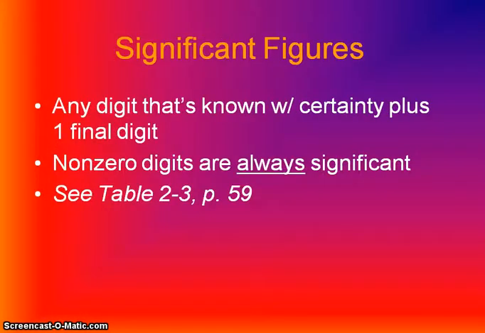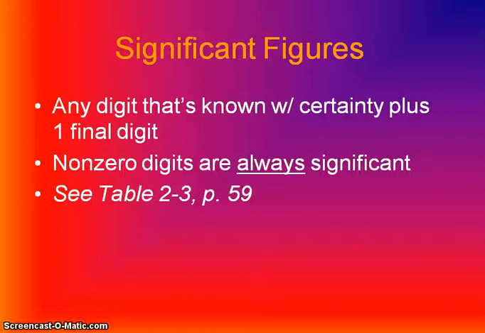Whenever doing calculations in our science class, you should be using the appropriate significant figures. So you shouldn't be asking, how many decimal places should I take this answer to? Your answers should always be in significant figures. So a significant figure is any digit that's known with certainty plus one final digit.